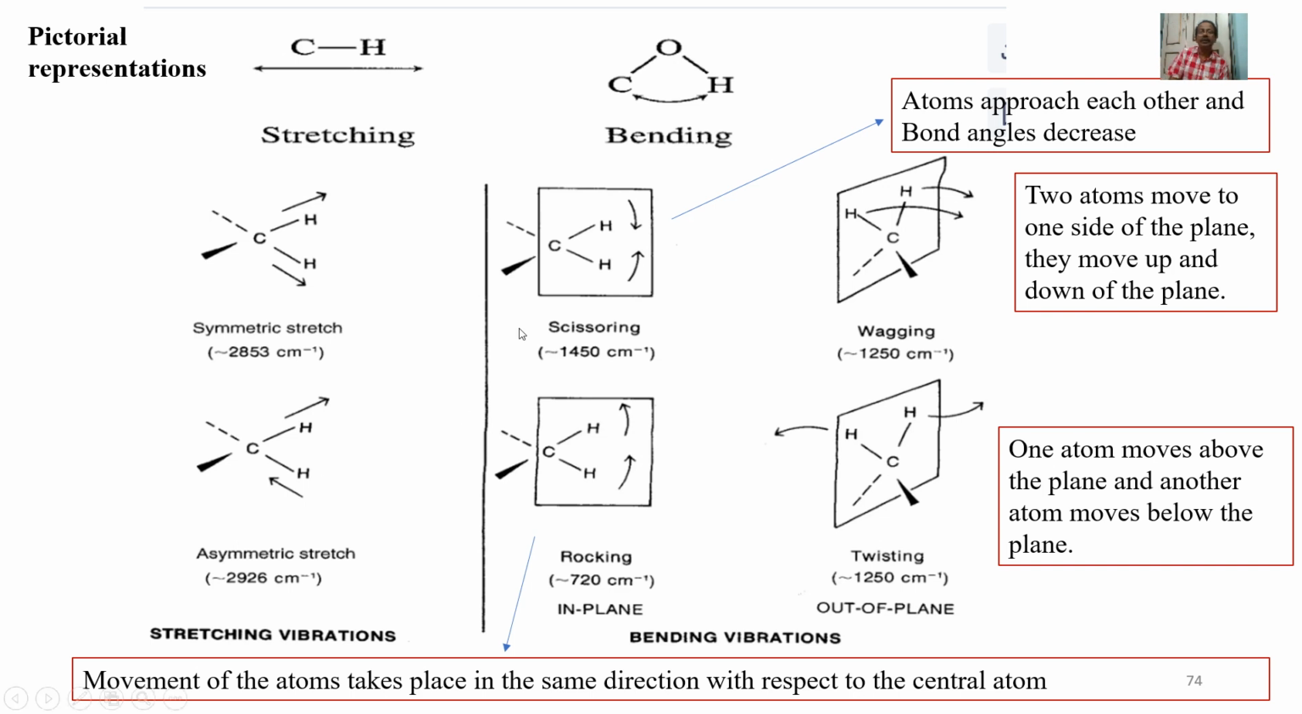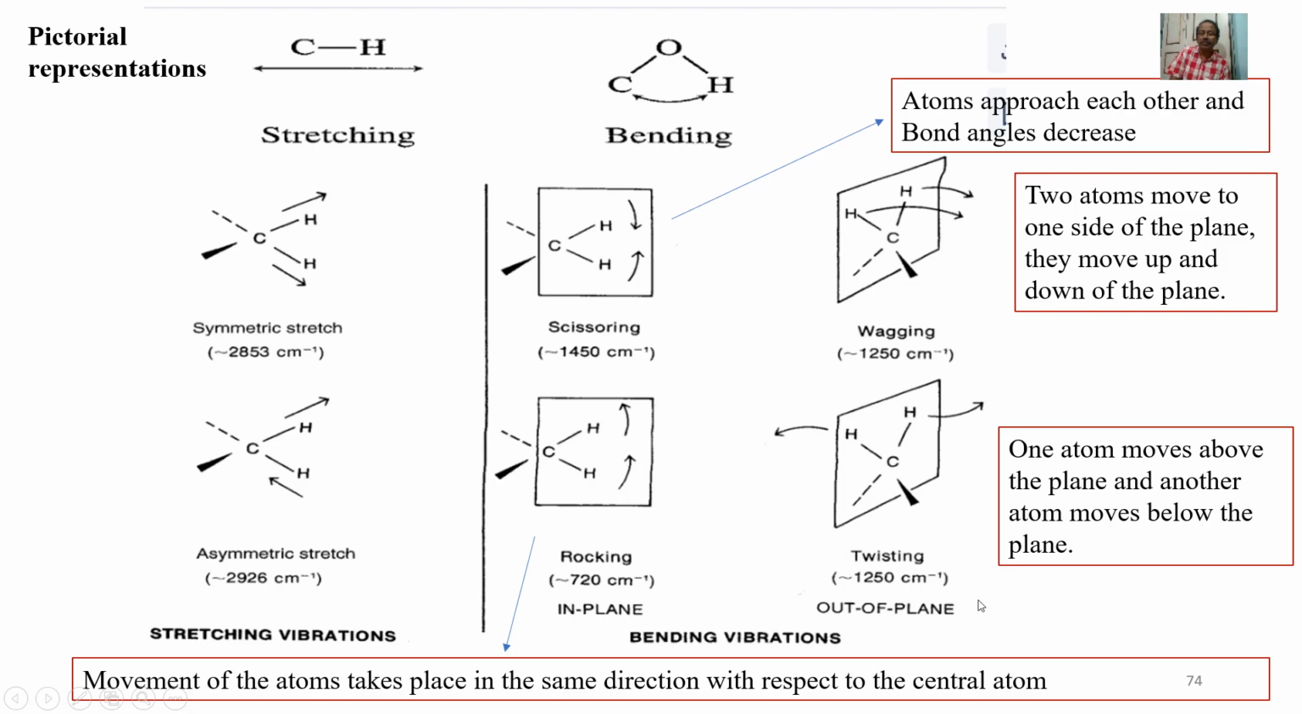Whereas in bending, we have types like scissoring. Scissoring means exactly like a scissor, the cutting of a scissor, so we know already. Atoms approach each other, the bond angles decrease. So this is scissoring like this. Now, wagging is nothing but two atoms move to one side of the plane, they move up and down of the plane. Rocking is in plane. So in-plane vibration.